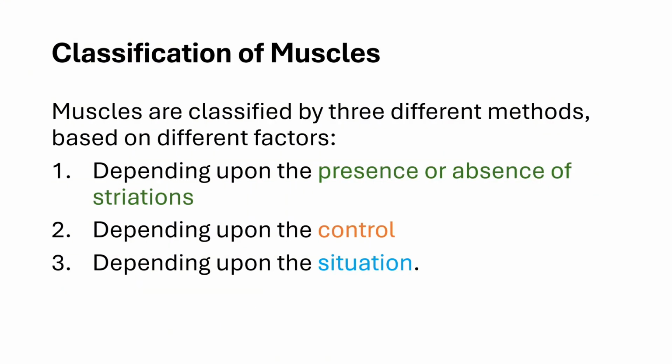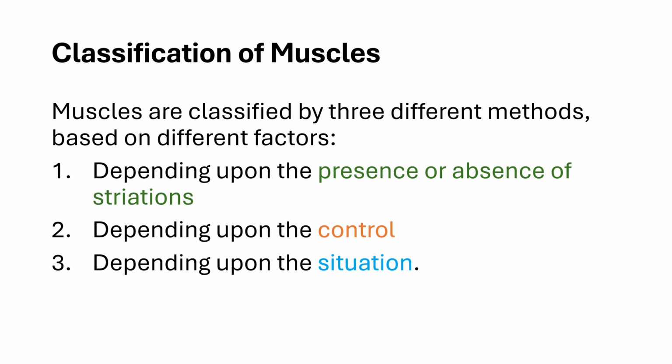If we classify the muscles, then muscles are classified into various types on the basis of three factors. Number one is presence or absence of striations. Number two is control. Number three is location. So, the presence or absence of striations: think of striated muscles like a finely striped shirt, while non-striated muscles are smooth and plain.